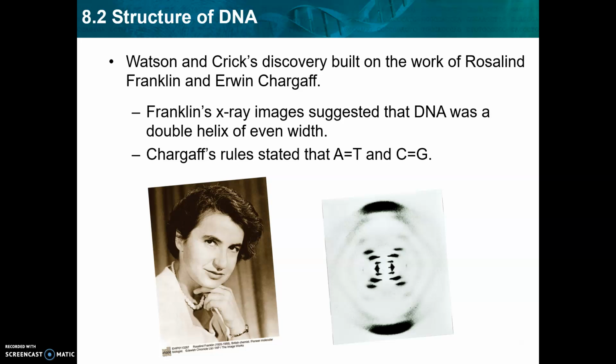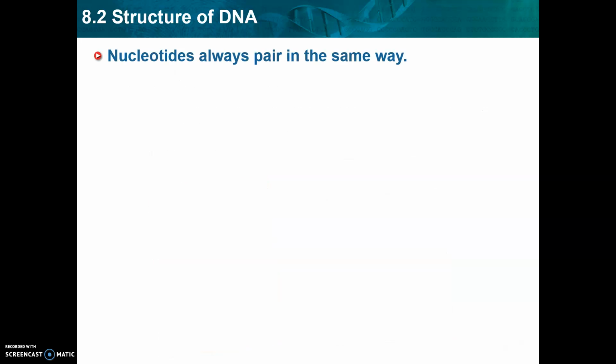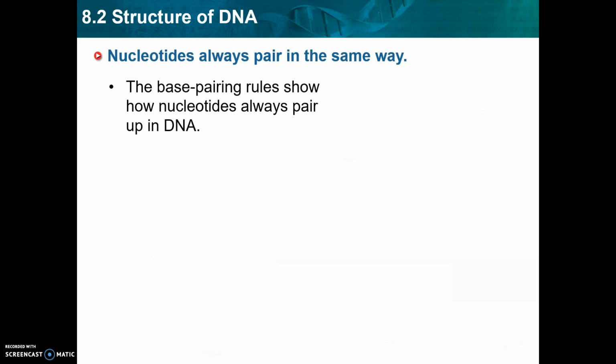And when Watson and Crick took that into consideration, once they knew that DNA was a double helix, it became obvious to them that if there were two strands, if there was an adenine on one side, there must be a thymine on the other side, and that would be why they were always found in equal amounts. So that has become what we call our base pair rules.